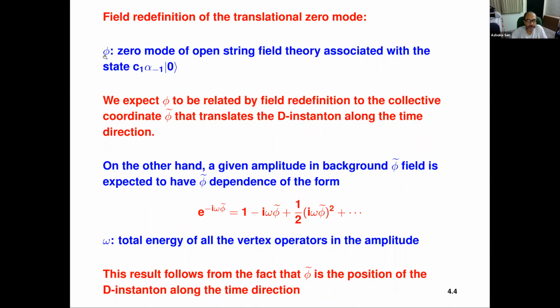So let's denote by phi the zero mode of the open string field theory associated with the state that is C1 alpha minus 1 on the vacuum. So this has L0 equal to 0. This is in the Siegel gauge. So this is a regular zero mode. And we expect that this zero mode field phi should be related by field redefinition to the collective coordinate phi tilde, which translates the D-instanton along the time direction.